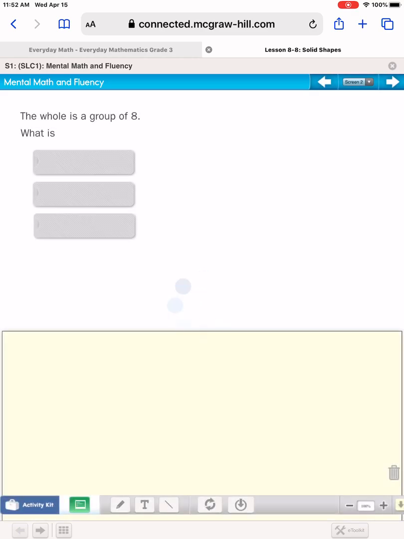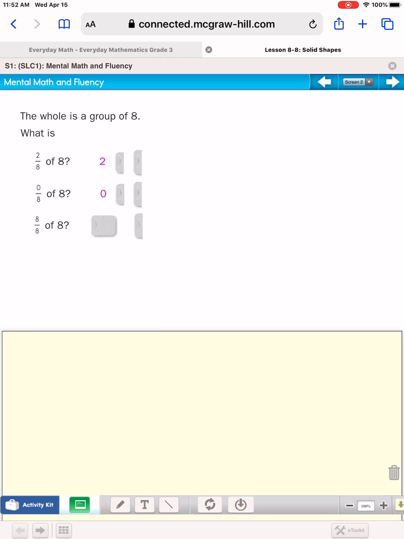All right, now imagine the whole group is 8, and same thing. How much would you have if you had 2/8 of 8? You would have 2. What about 0/8 of 8? How many would that be? 0. And what if you had all 8 of the eighths? You would have 8 of them.